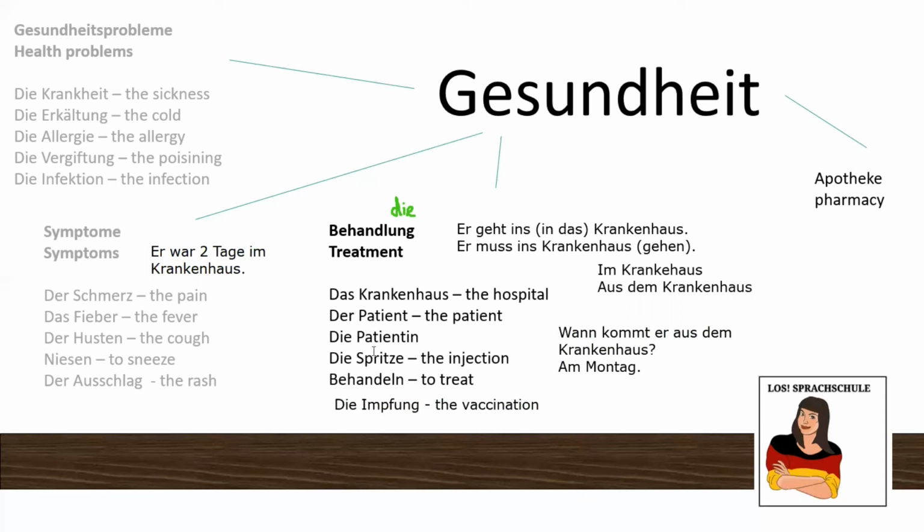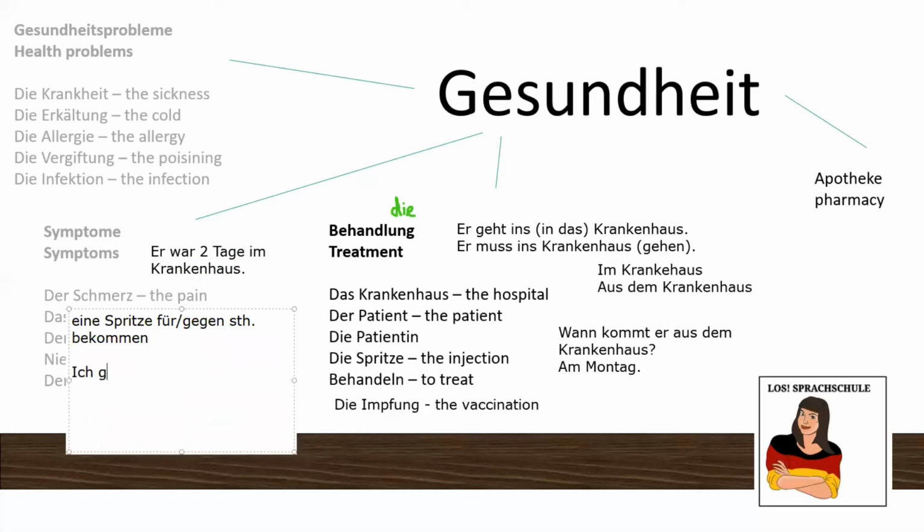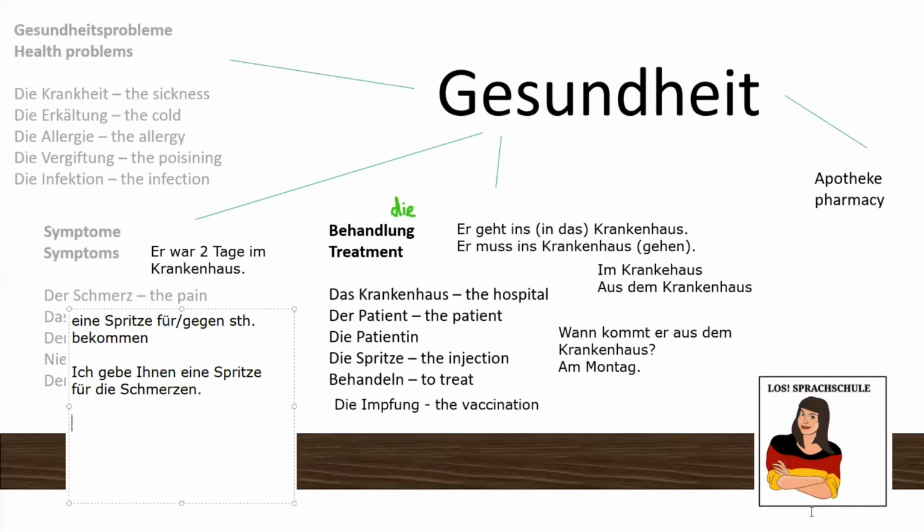The patient and the female patient, I think it's clear. Die Spritze, the injection. You cannot say I have an injection. It sounds a little creepy, but the same as before, you can receive or get an injection. Eine Spritze bekommen. It is interesting. In English, you say I'm giving you an injection for the pain. We can say this in German as well. Ich gebe Ihnen eine Spritze für die Schmerzen. But you can also say, ich gebe Ihnen eine Spritze gegen die Schmerzen, against the pain. So fighting the pain. So both is fine.